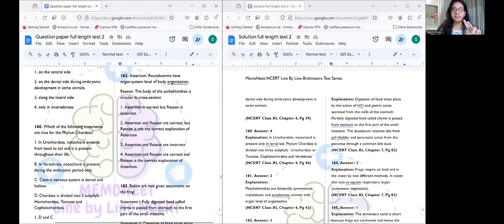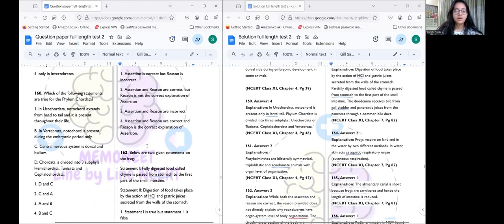162. There are two statements now. Roundworms have organ system level of body organisation. It's correct. The body of Aschelminthes is circular in cross section. This is also correct. But does it have any relation? No, it does not. Same as if I tell you that human beings have two eyes, and then I tell you human beings have two ears, both are correct. But is it because human beings have two eyes that they have two ears? No, there's no relation in that. So the answer is assertion and reason are correct, but reason is not the correct explanation for the assertion. And that is answer number 2.